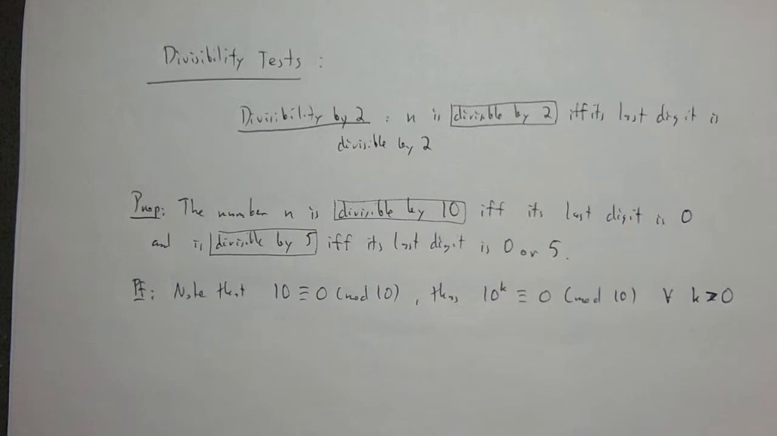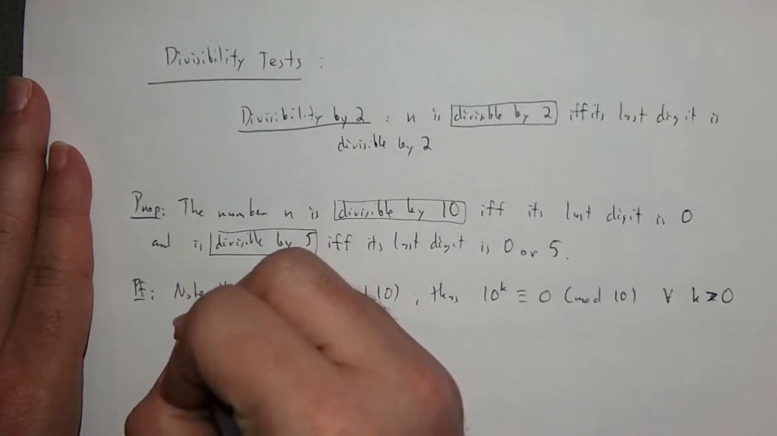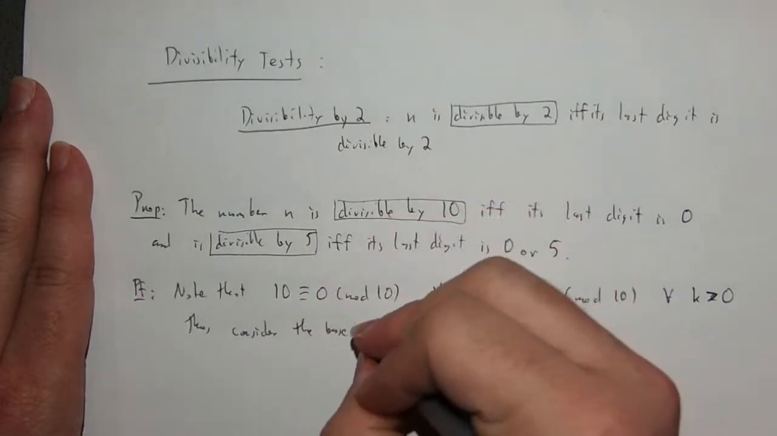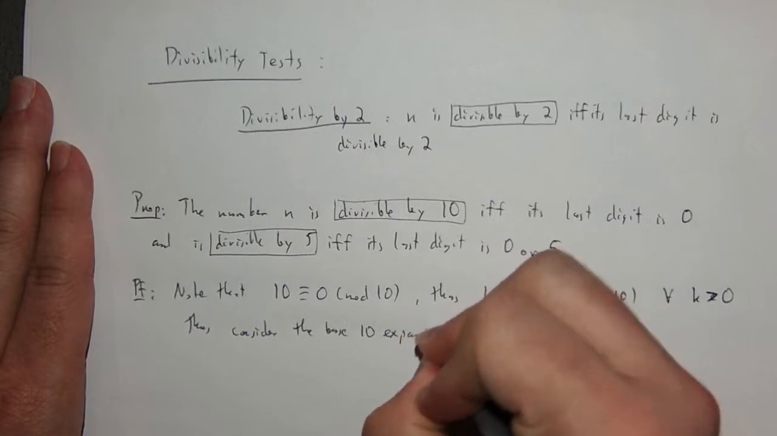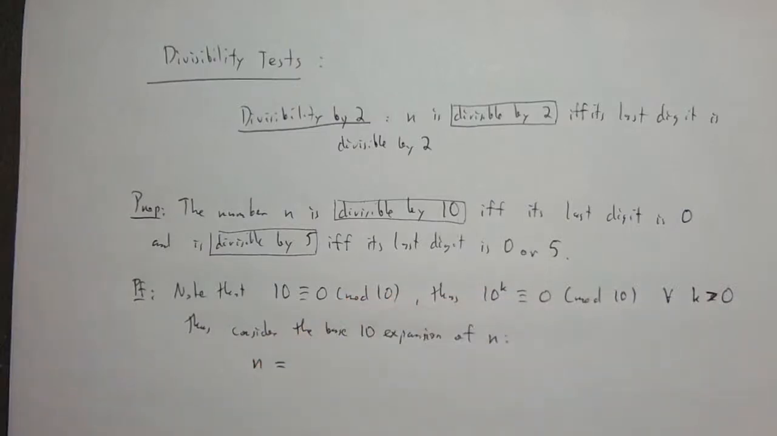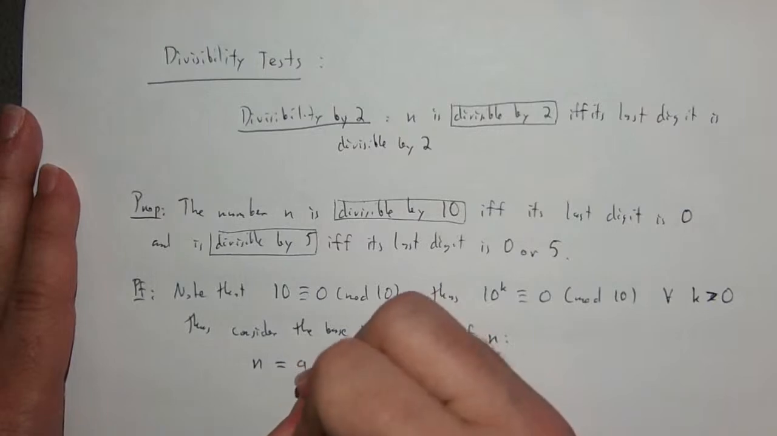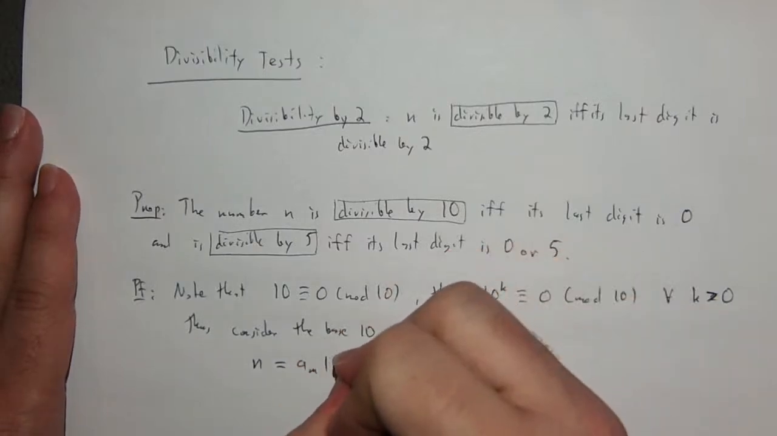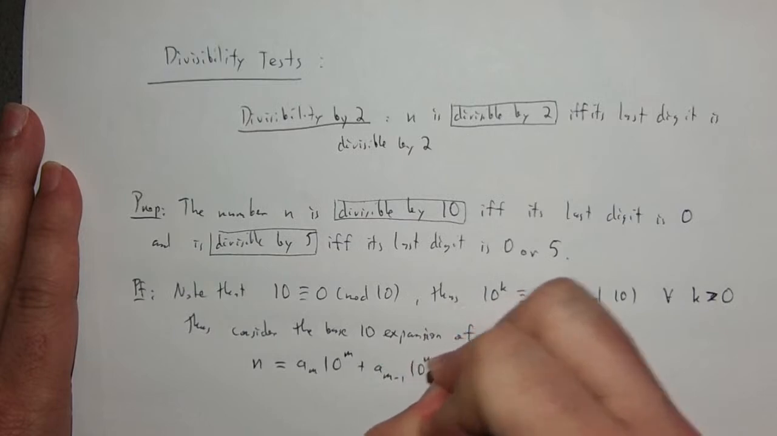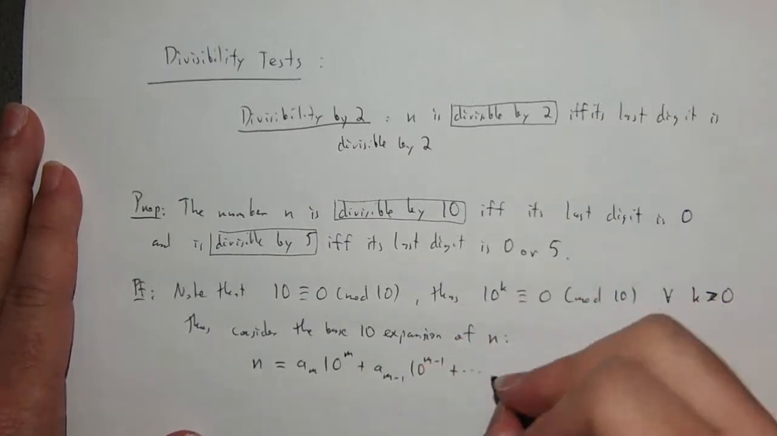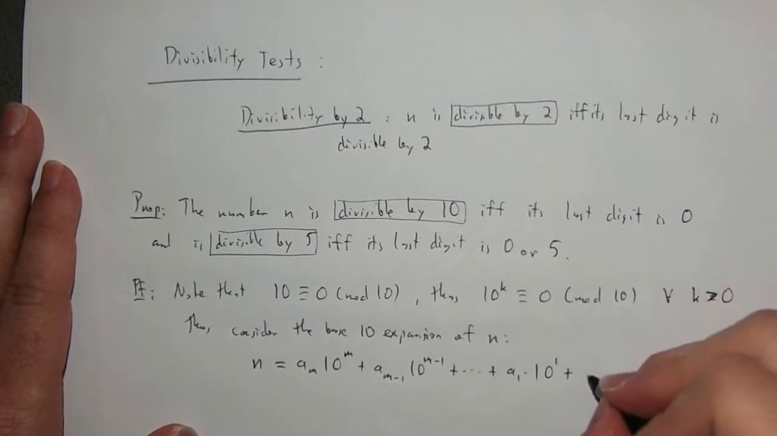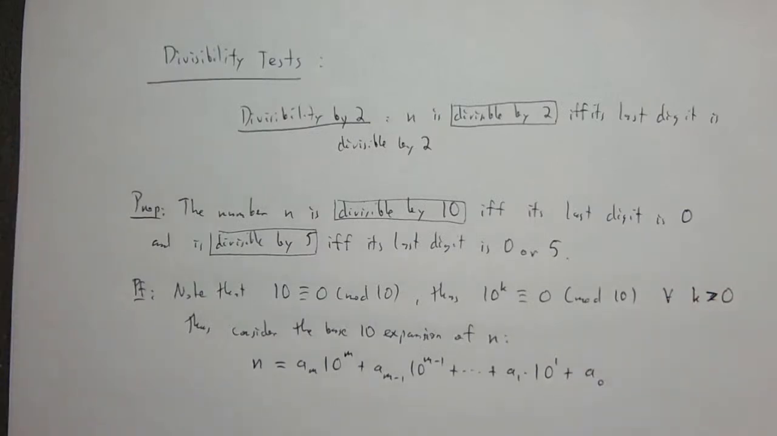That is a strict inequality. Okay, so let's consider the base 10 expansion of n. So what is that? That's me expressing n as some a sub m times 10 to the m, plus a sub m minus 1 times 10 to the m minus 1, and so on, all the way down to a sub 1 times 10 to the first, plus a naught times 10 to the 0, of course.